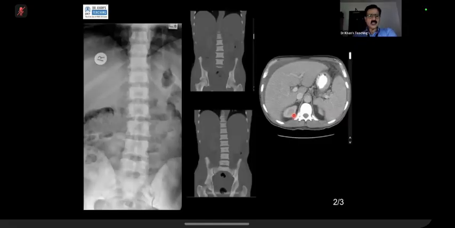Okay, so this is a CT of the same patient, and even in the spine, the bone density is increased. Even on the CT, we can see that the bone density is generally increased. This is a single image of the abdomen. What is your finding and what is your differential?